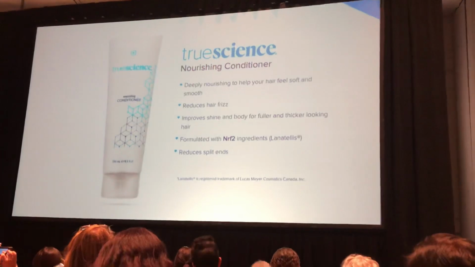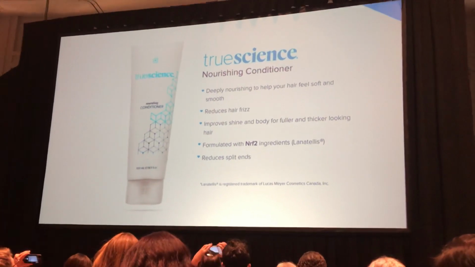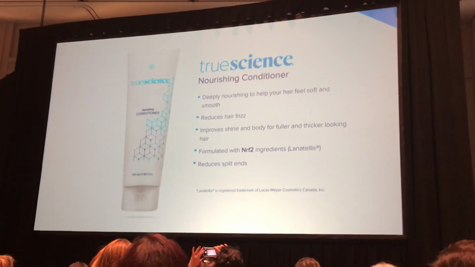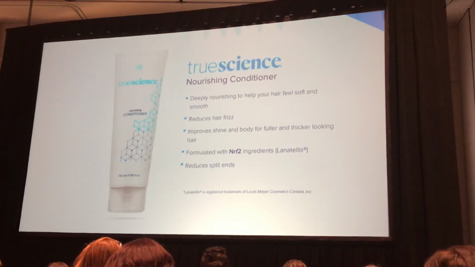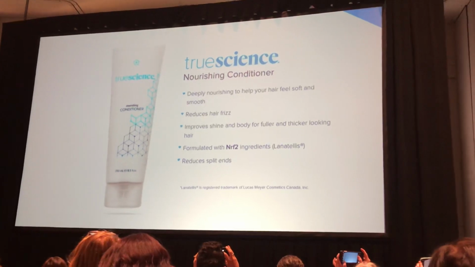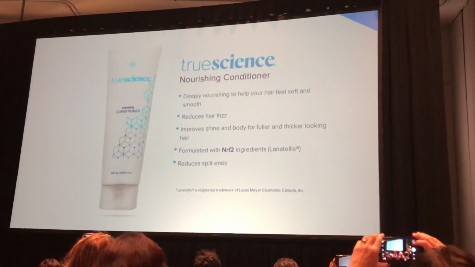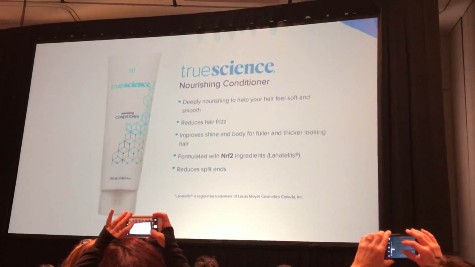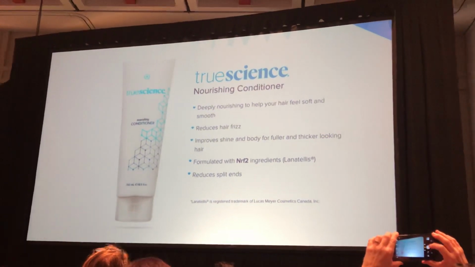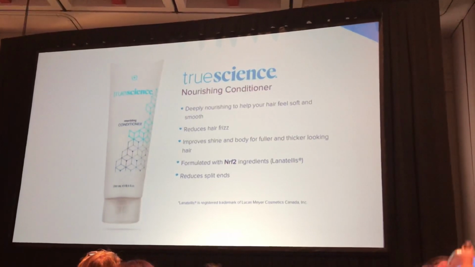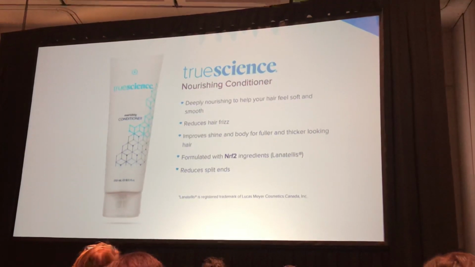So I think we talked all about that: deeply nourishing the hair to keep it soft, reducing hair frizz, improving the shine and body for fuller, thicker looking hair, formulated with a Nerve 2 ingredient from the Lantanelis, and I'm not going to say the name of the plant again, and reducing split ends, so those cuticles are staying nice and close, so the split ends are closing.